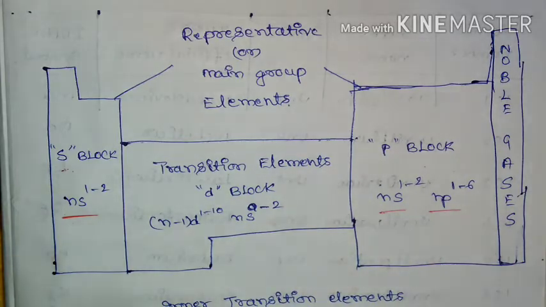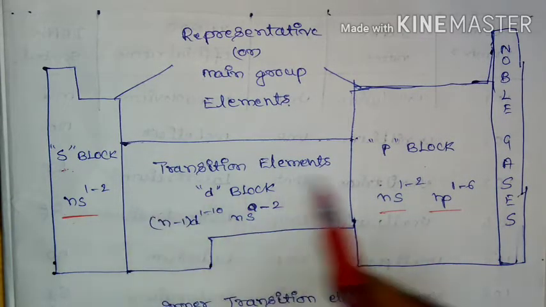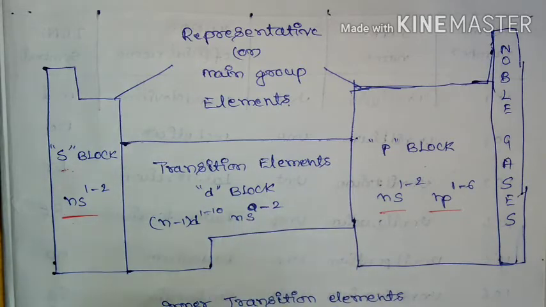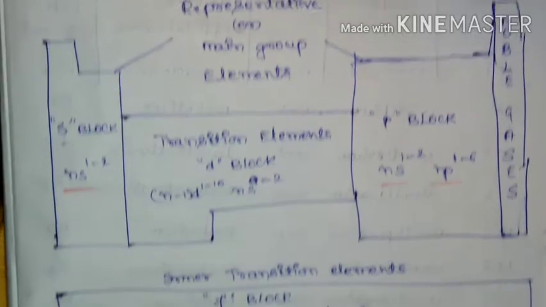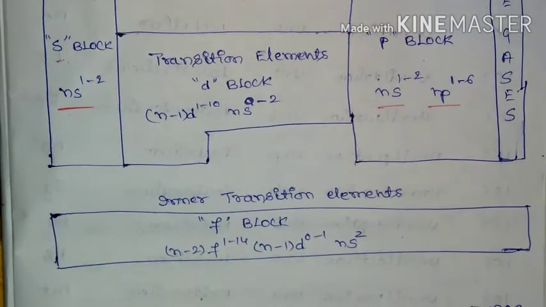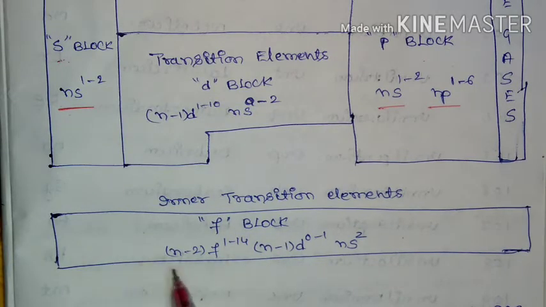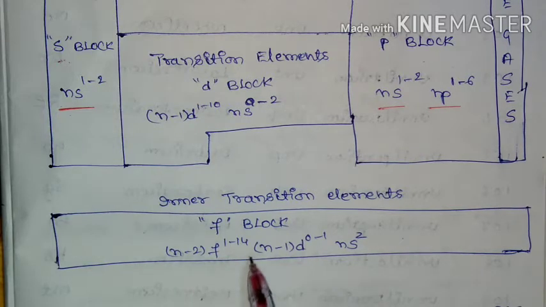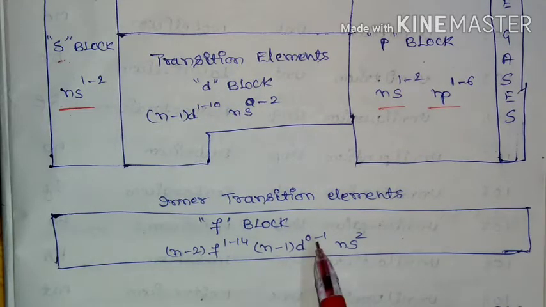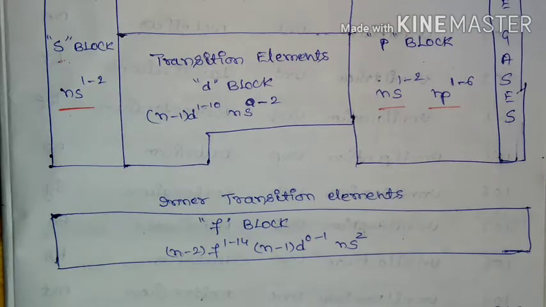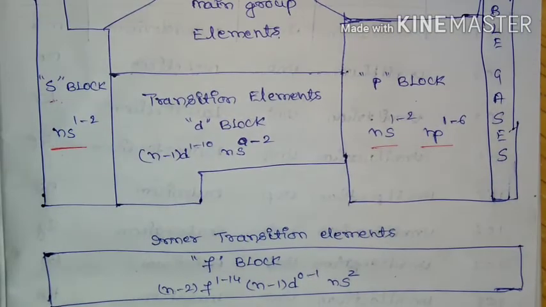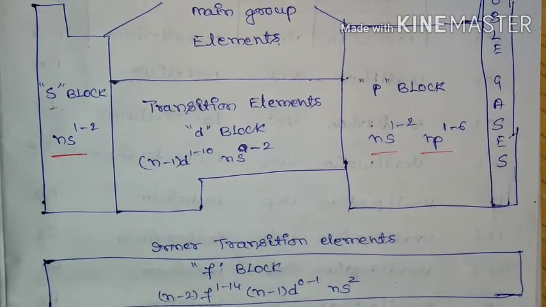Both S block and P block combine to give representative or main group elements. And if you come to transition elements, that is D block elements, the general electronic configuration will be (n-1)d 1 to 10 ns 0 to 2. And inner transition elements, that is F block elements, the general electronic configuration will be (n-2)f 1 to 14 (n-1)d 0 to 1 ns2. So this is the complete block diagram of the periodic table.